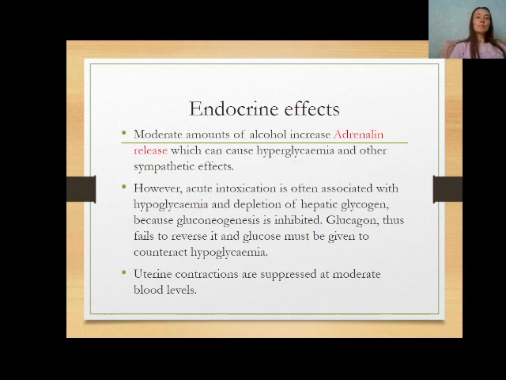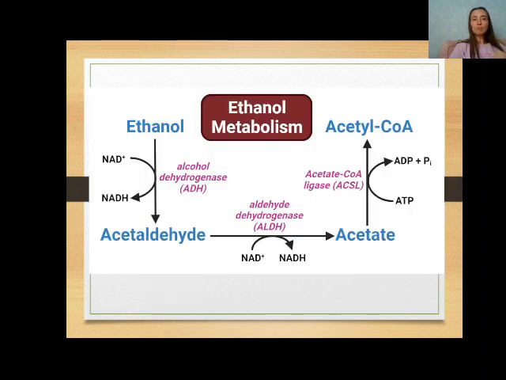Endocrine effects. Moderate amounts of alcohol increase adrenaline release, which can cause hyperglycemia and other sympathetic effects. Acute intoxication is often associated with hypoglycemia and depletion of hepatic glycogen because gluconeogenesis is inhibited. Glucagon thus fails to reverse it, and glucose must be given to counteract hypoglycemia. Uterine contractions are suppressed at moderate blood levels.